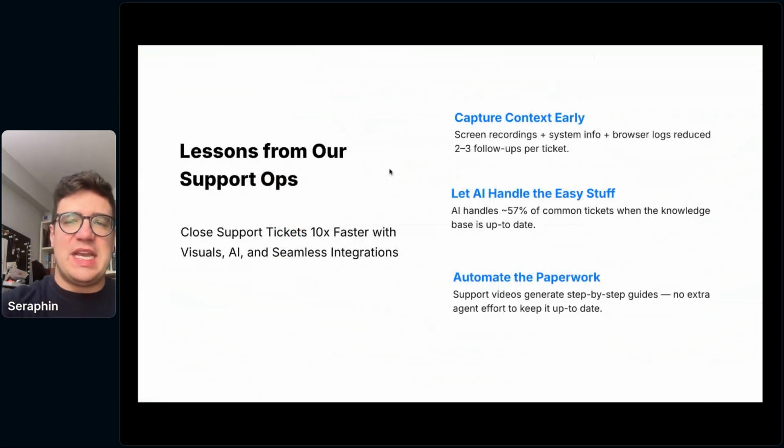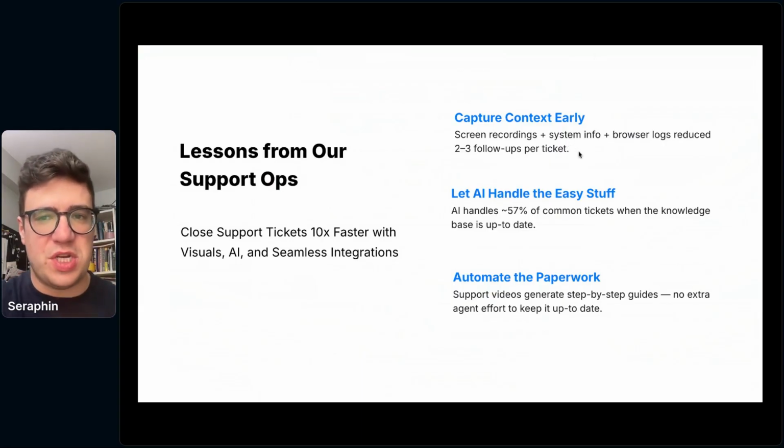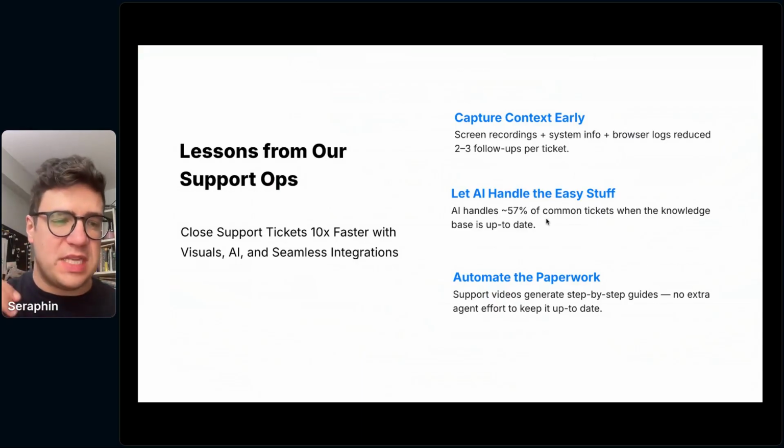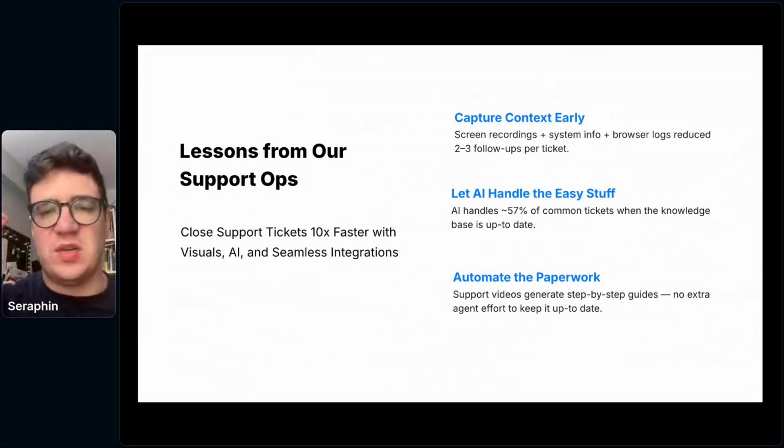So these are the lessons that we got from all of the support workflows: the more context you capture early, the better it is for a quick ticket resolution. This is where AI comes in handy. There is so much talk about AI in the support world, AI in automation. I feel like one of the most concrete scenarios is support ops. How do you handle common tickets? How do you make sure that the knowledge base is up to date? There is also a lot of paperwork in documenting what's happening and passing it off to your support team.